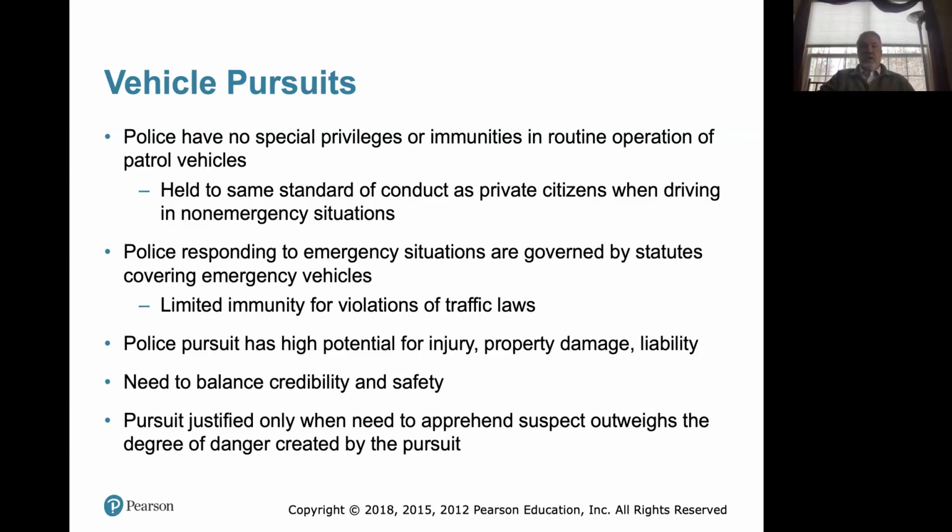Can they do a 95, 150 mile an hour chase to stop someone with a bad tag? Most agencies now have rules that say the offense has to be of a certain severity to justify high speed chases. And this sort of rule at the bottom: pursuit justified only when the need to apprehend the suspect outweighs the degree of danger created by the pursuit.